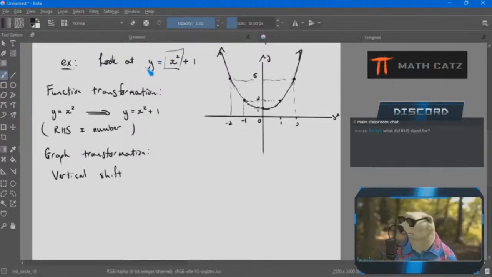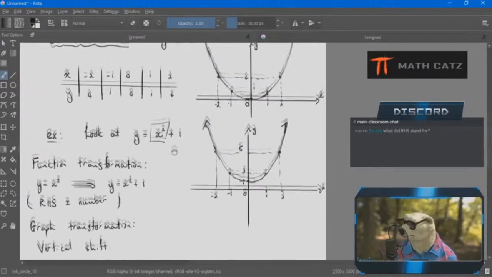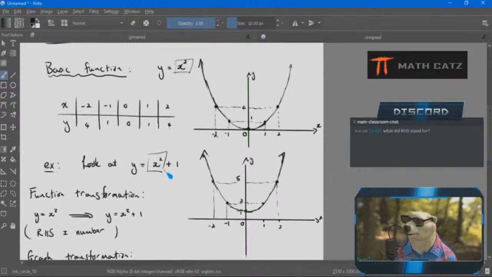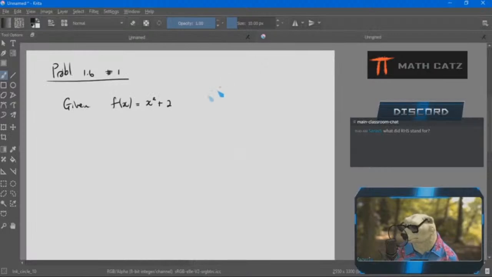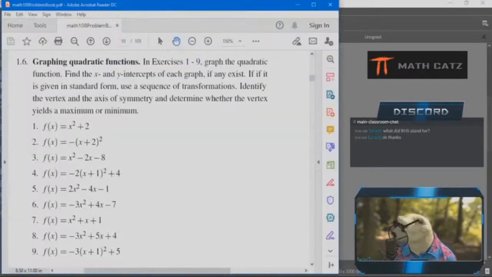I have a left side of the function, I have a right side of the function. From the basic to the new function, the right-hand side changed. And depending on how that changed, the graph changes in a predictable way. So if I take my original, add or subtract a number to the right-hand side, the graph is going to shift up and down. Right-hand side. Okay, so let's read the question.